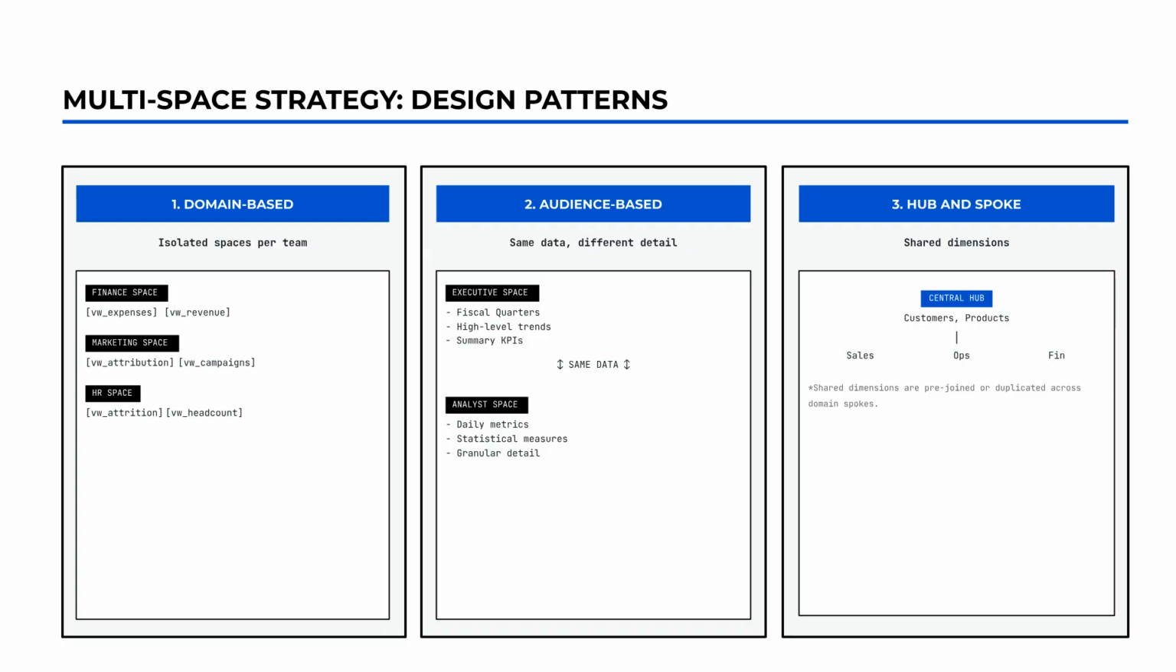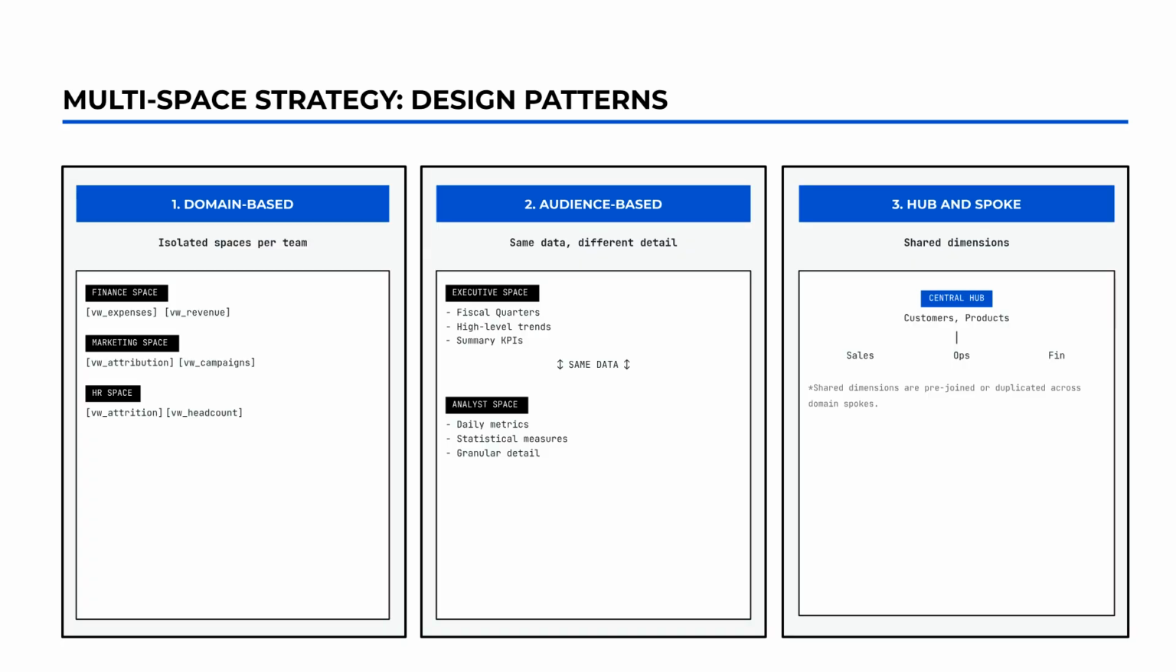Separate spaces for finance, marketing, HR, each with their own curated views and dedicated owners. This keeps data boundaries clean and responsibilities clear. Second, audience-based spaces. Same underlying data, but different levels of detail. Executives get high-level KPIs and summary trends with simple instructions, while analysts get granular daily metrics and advanced statistical measures.